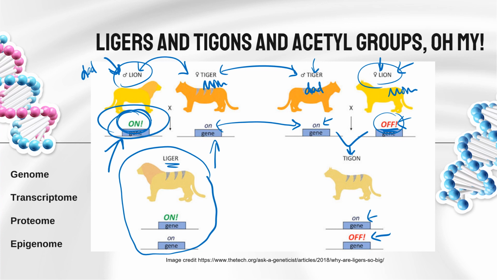So this epigenome, I'm going to throw another vocab word into our list of vocab. The epigenome is the sum of all the epigenetic tags that can get passed on. Genome, all our genes. Transcriptome, all of our messenger RNA. Proteome, all of our proteins. Epigenome, all of those tags, methylation, acetylation patterns that can also sometimes be inherited.